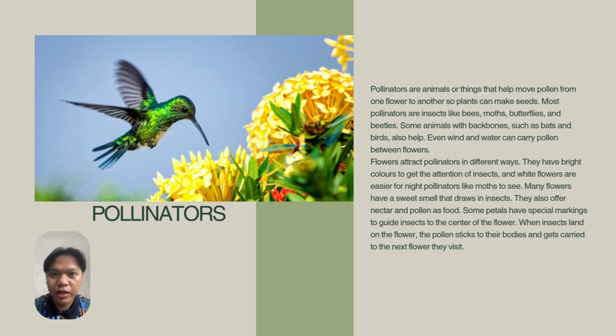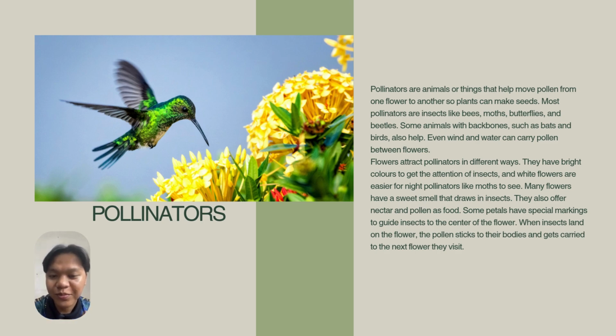Flowers attract pollinators in different ways. They have bright colors to get the attention of insects, and white flowers are easier for night pollinators like moths to see. Many flowers have a sweet smell that draws in insects. They also offer nectar and pollen as food. Some petals have special markings to guide insects to the center of the flower. When insects land on the flower, the pollen sticks to their bodies and gets carried to the next flower they visit.